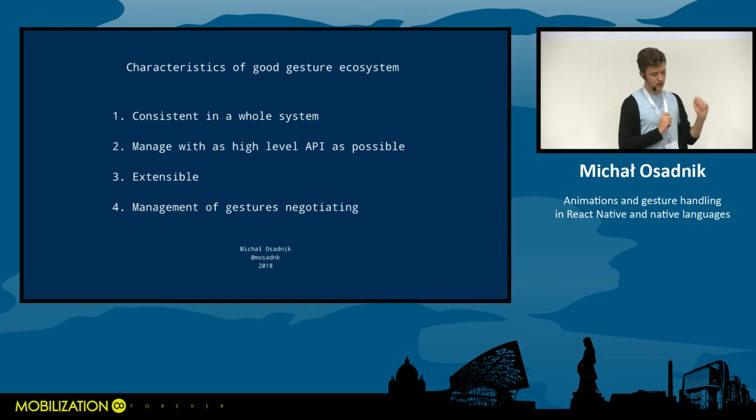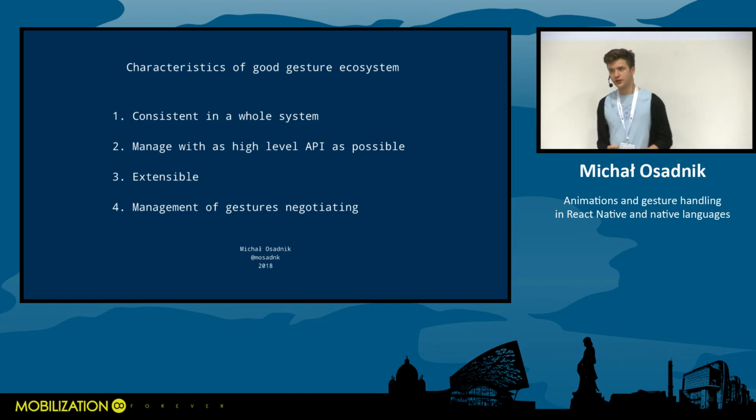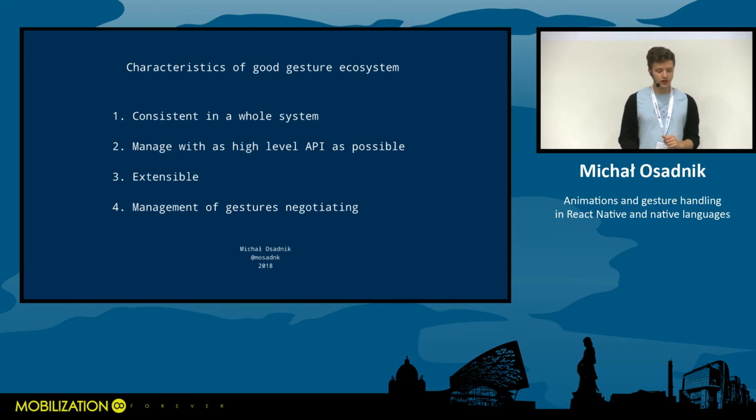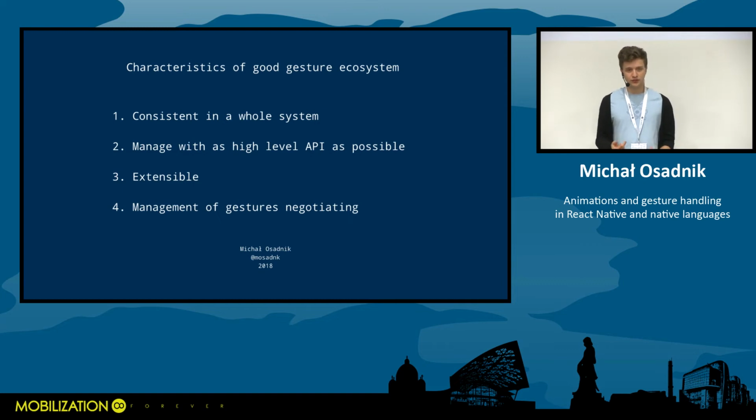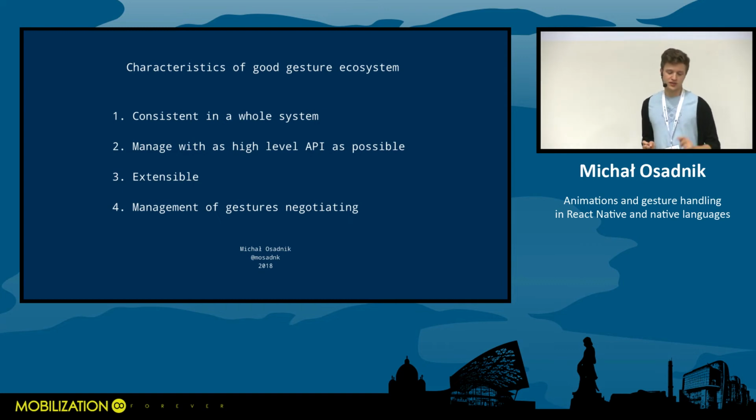As you remember from the example I gave before, I have to choose some values, and other developers could choose other values, and then the whole coherence of the gesture ecosystem is not so good. What's more, I think that gesture recognition should be managed with as high-level an API as possible. I mean, it should be very declarative, but it should also be extensible. It is point 3.